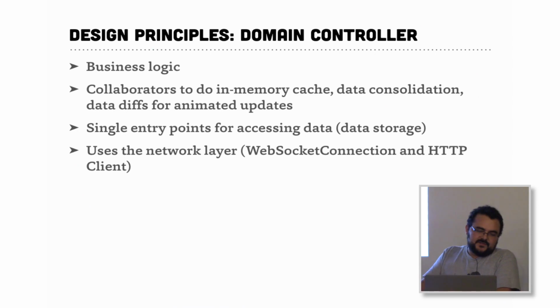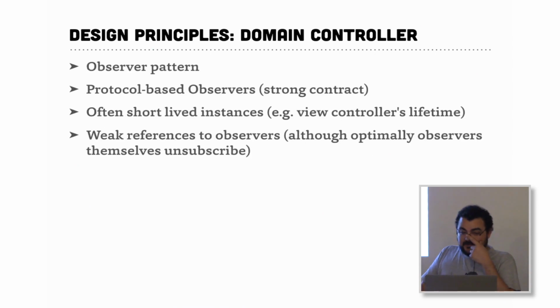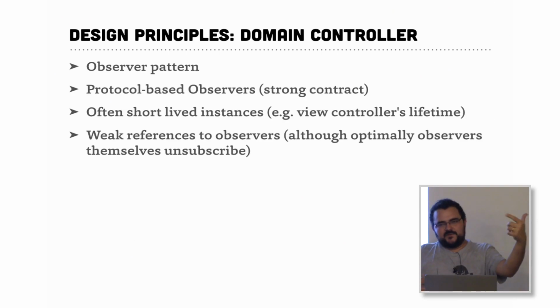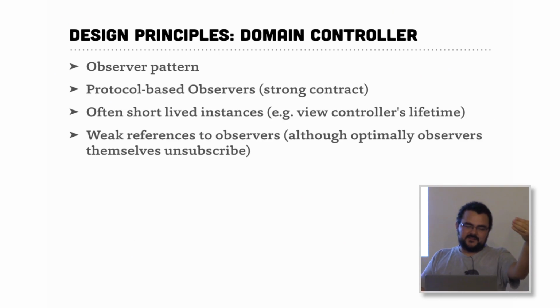And the domain controller uses the network layer. The domain controller is based on the observer pattern. And the observers, they are protocol based. I'll show a small code example later. So you have a strong contract. So you can clearly see the link between this view controller, or this part of the presentation layer, to a certain domain controller. You can see it's implementing the interface.